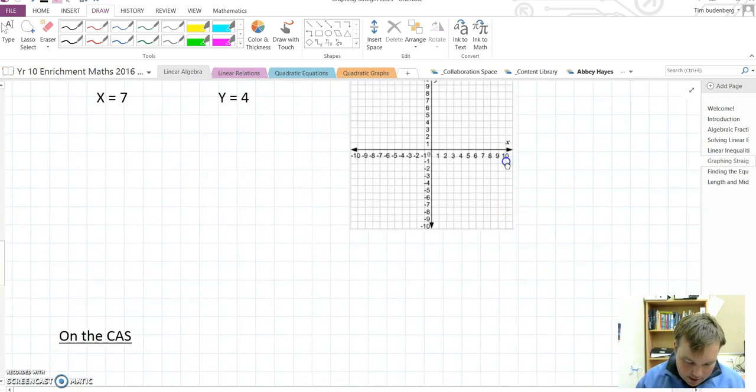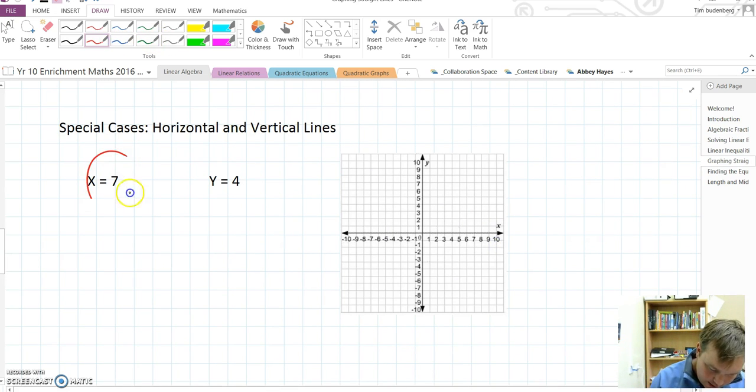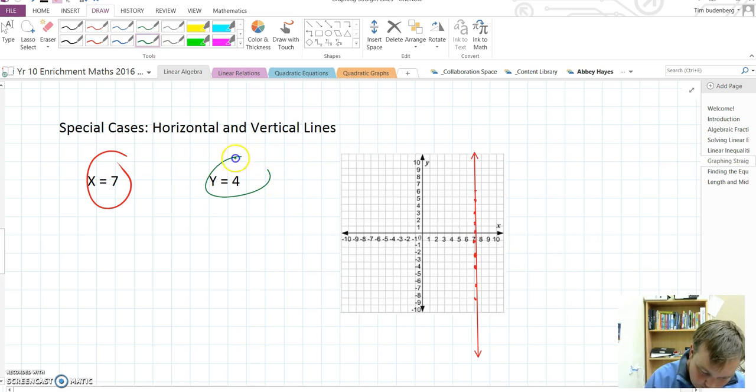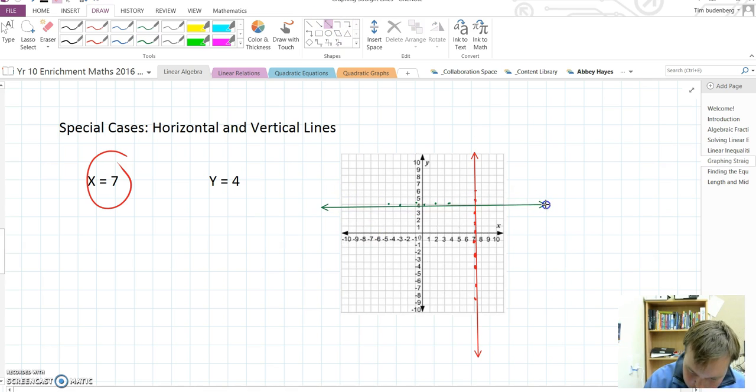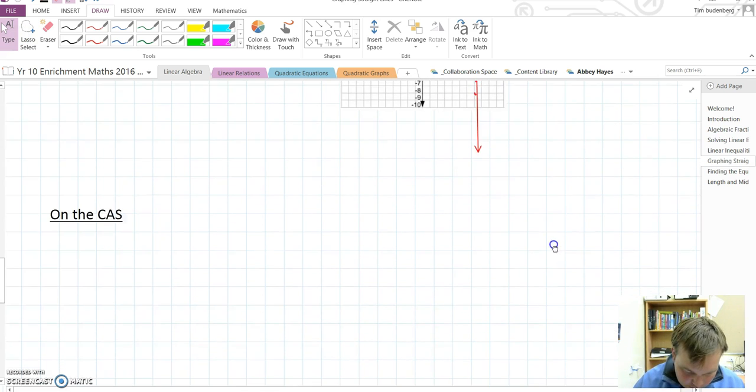Now, there are 2 special cases: horizontal lines and vertical lines. Firstly, consider the case of x equals 7. X equals 7 means that every point along the line, x is equal to 7. The y values may change, but all of those points along this line, x is equal to 7. Similarly, y equals 4. All the points along the line, y is equal to 4, and we can draw a line going this way. Alright, so it's best to remember that these 2 forms here are for vertical lines and horizontal lines.